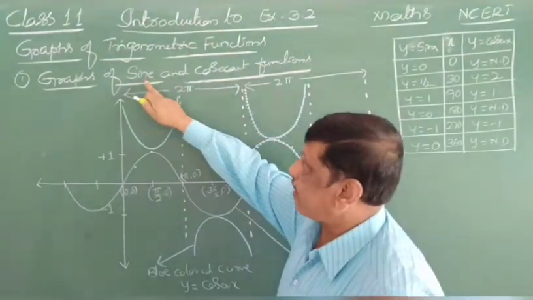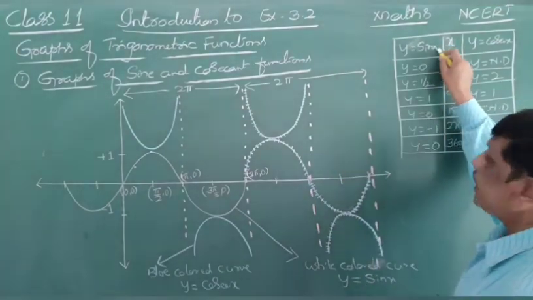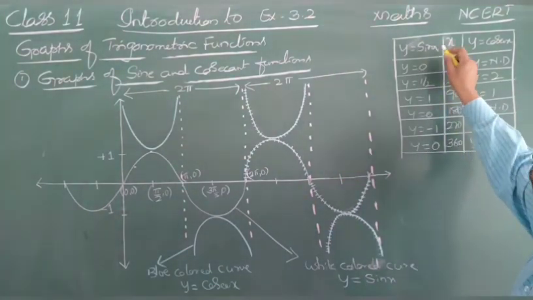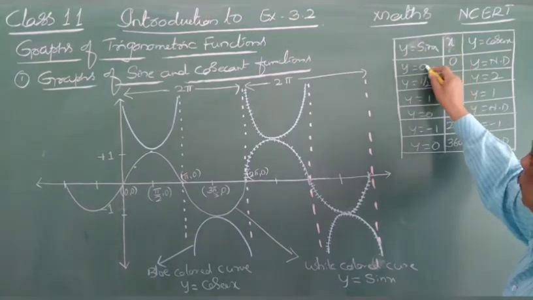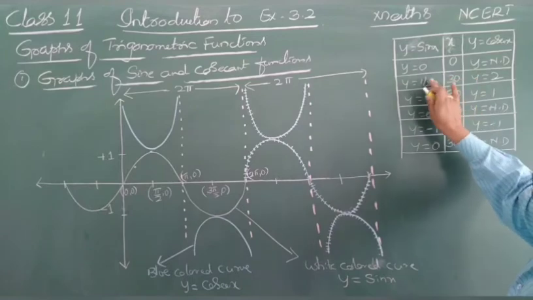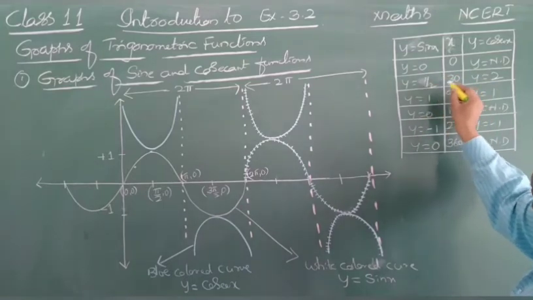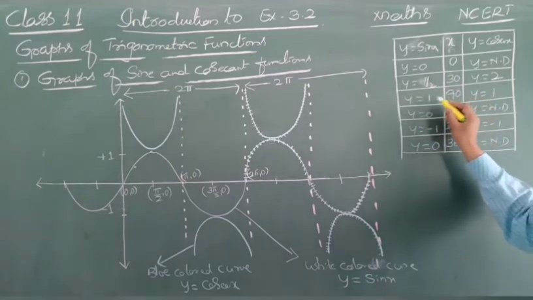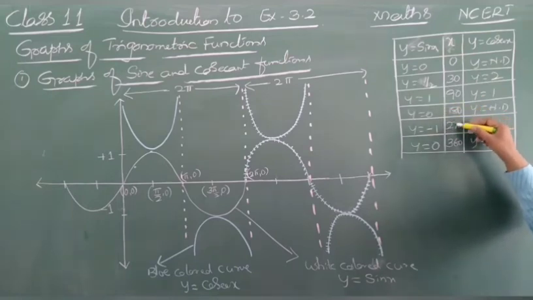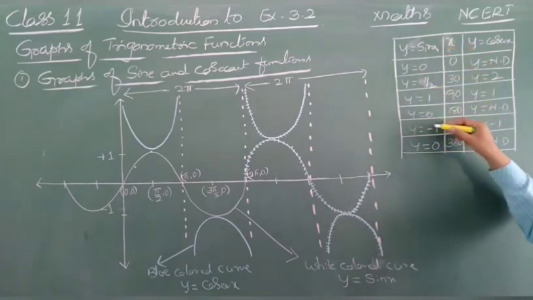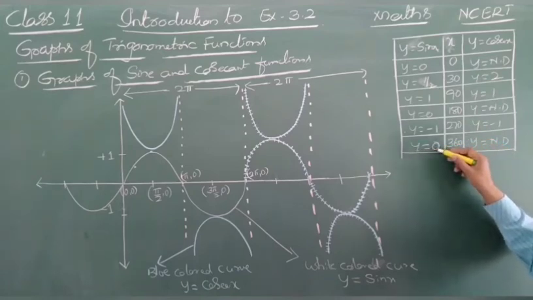To discuss the graph of the sine function, we take it as y equals sin x. X represents an angle. For each angle, we get corresponding values. When x equals 0, y becomes 0. When x equals 30 degrees, y equals half. When x equals 90 degrees, y is 1. When x equals 180 degrees, y equals 0. When x equals 270 degrees, y equals minus 1. When x equals 360 degrees, y equals 0.